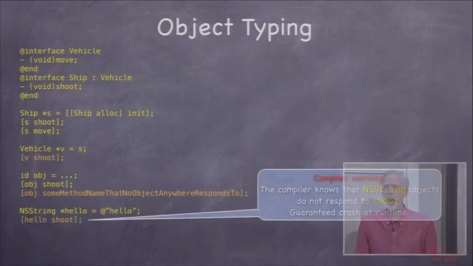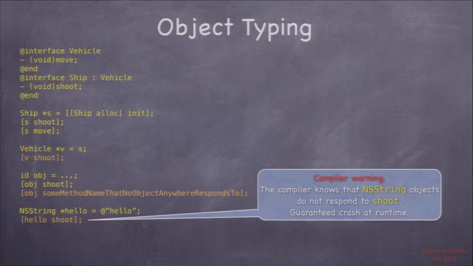So let's say I had an NSString *hello, and I'm going to make it equal to @"hello". If I say [hello shoot], the compiler is obviously going to warn me and say strings don't respond to shoot. And at runtime, this would crash, because of course strings don't respond to shoot. Okay, so this is all good. This is the way we want things.